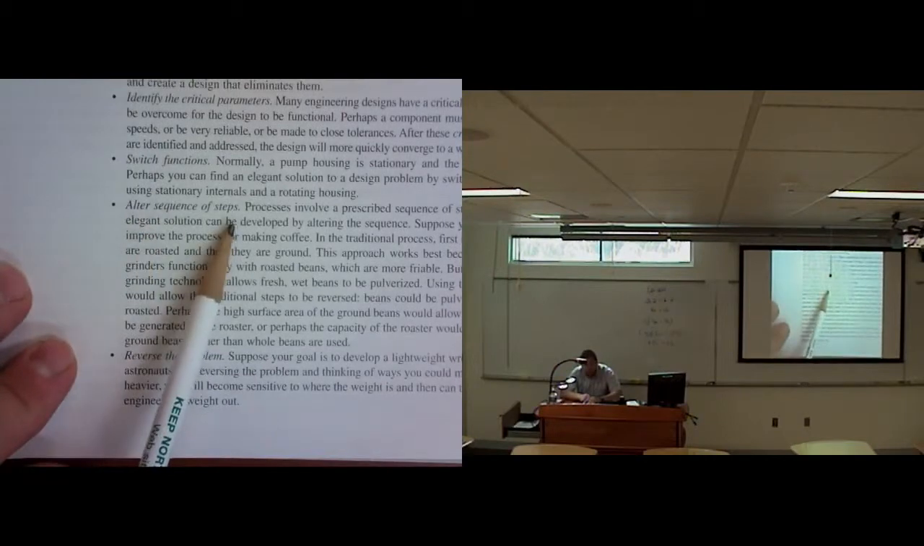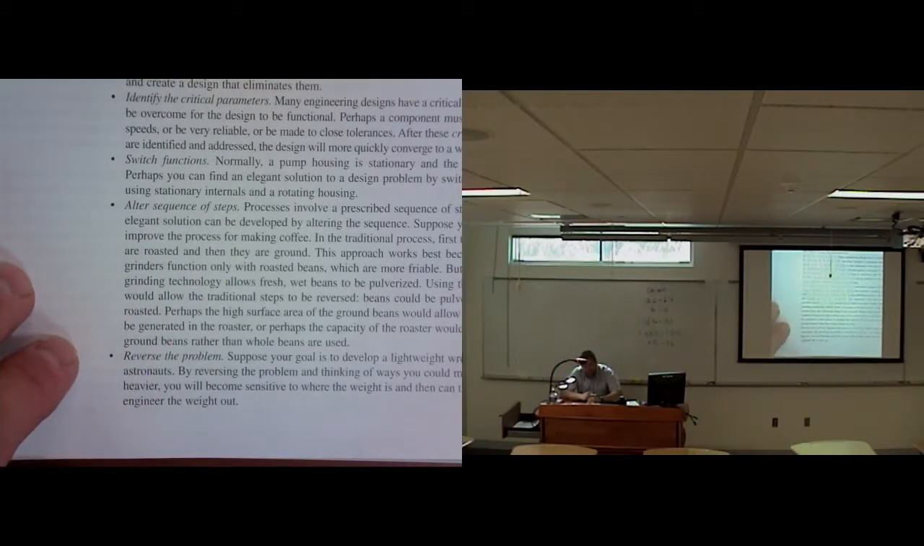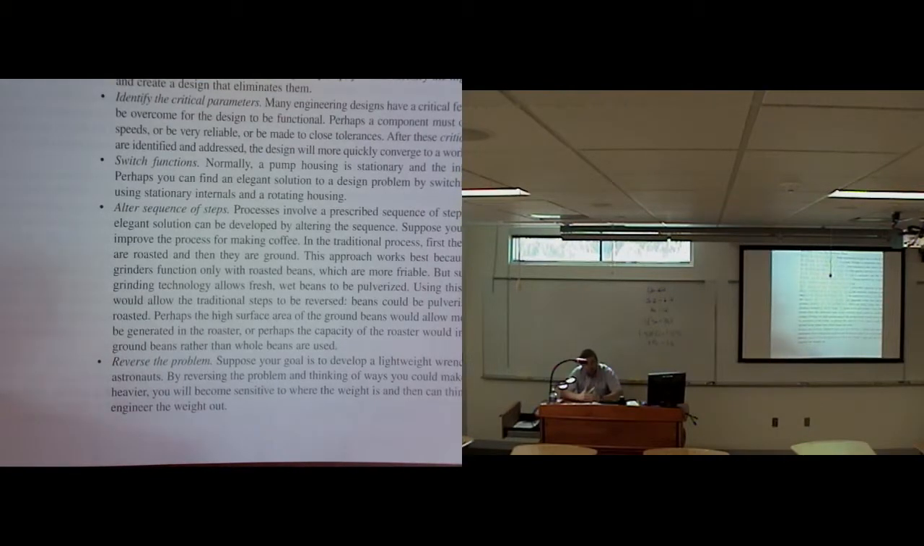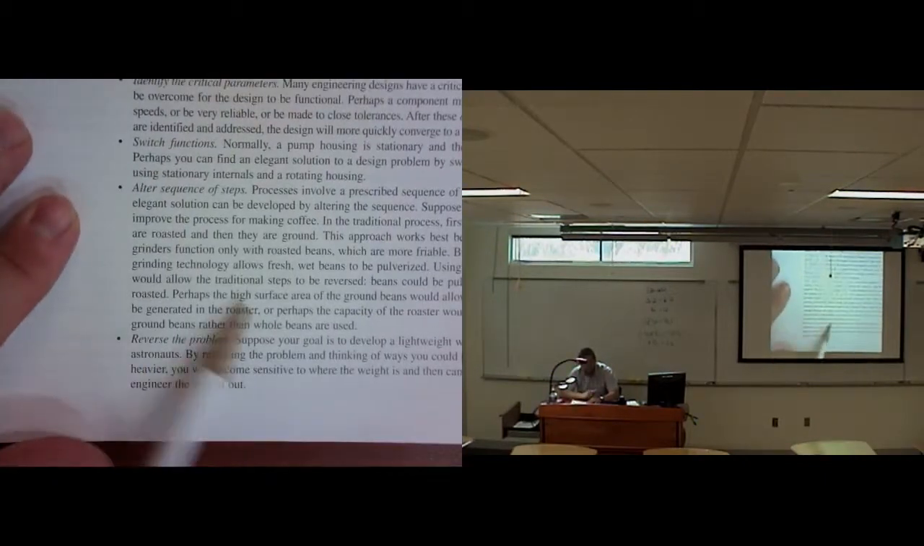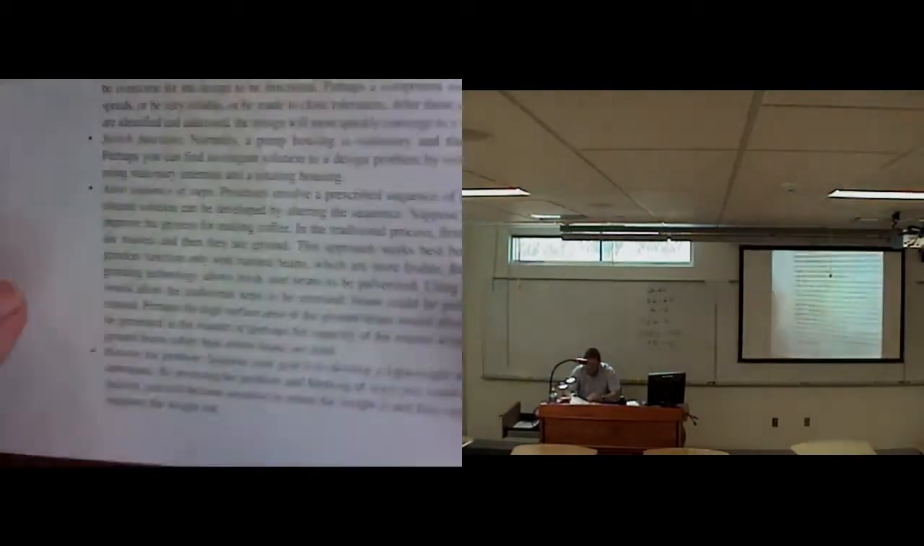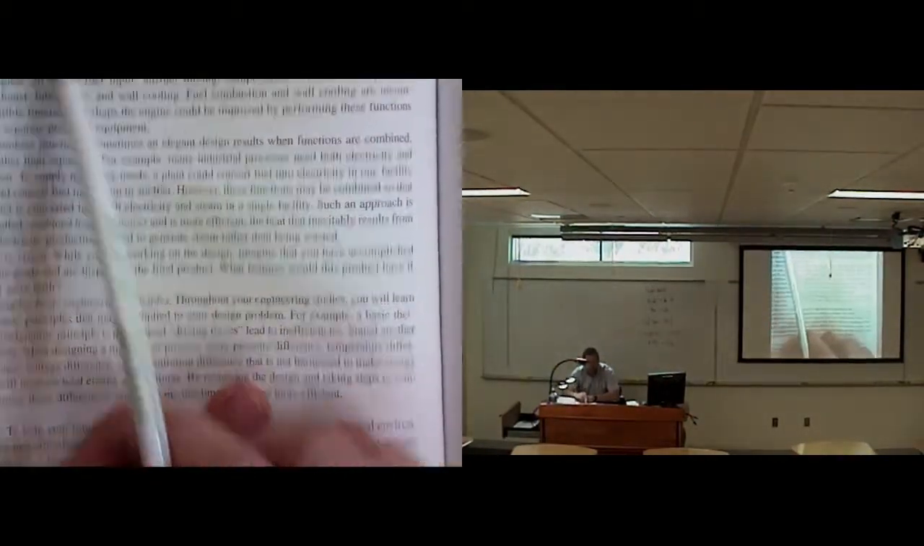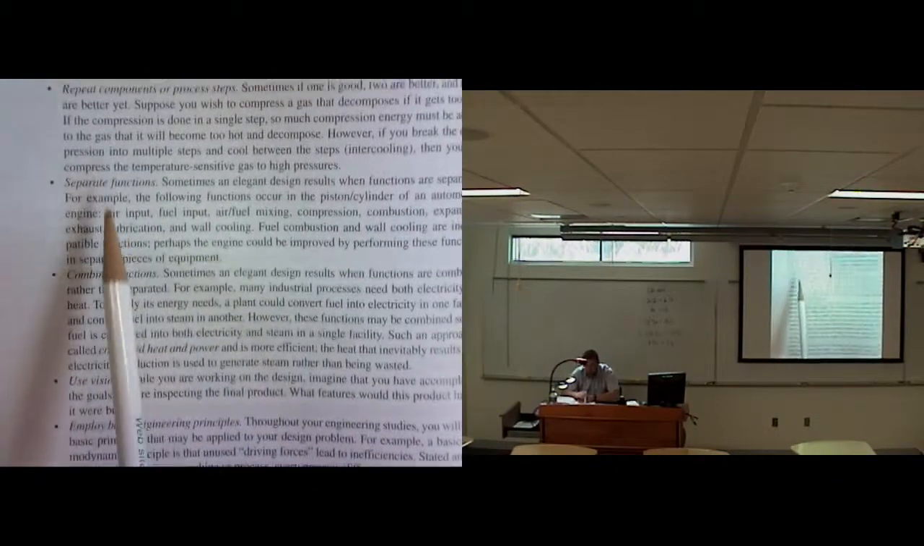Alter sequence of steps. Oftentimes in engineering processes, you have things that happen in a particular order, and sometimes you can solve a problem or answer a question, or create a solution just by changing things around, changing the order you do things in. And maybe you can reverse things, right? So reversing the problem. Repeat components of process steps. Sometimes you just got to do things twice or three times to make it work, make the problem go away.